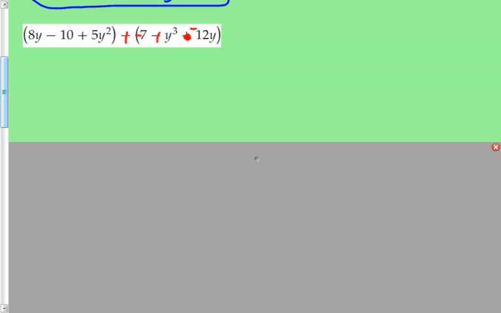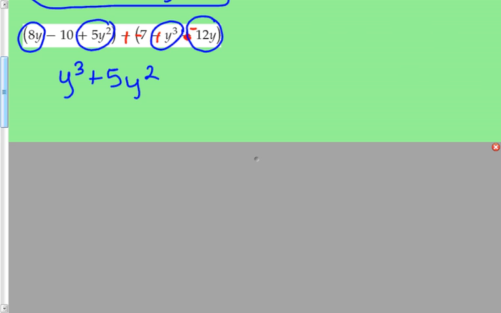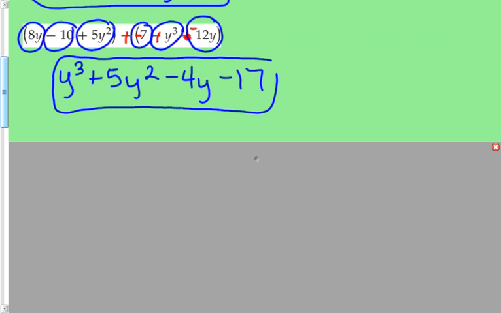All right, we're going to start with our positive y to the third. That's our largest degree, so y to the third begins. Then we have positive 5y squared. We don't have another y squared, so it just drops down to 5y squared. Then we'll have 8y with negative 12y. So that makes us negative 4y. And then we'll have negative 10 with a negative 7, so negative 17. And that's it. One piece at a time.